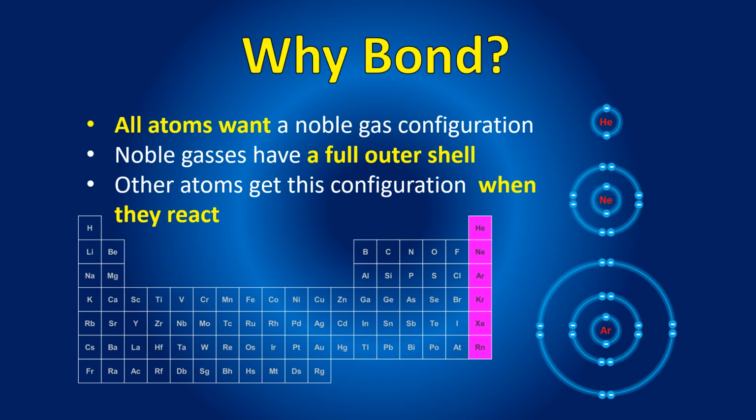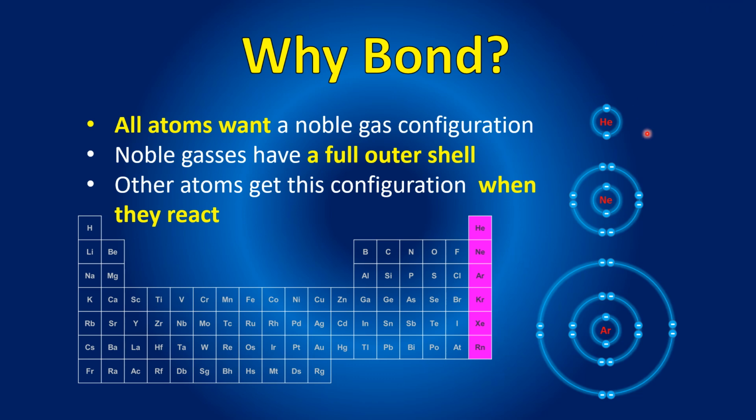So here we've got the noble gases in group 0 or group 8. So we've got helium, neon, argon, krypton, xenon and radon. And basically all the atoms that do react, they react to get a full outer shell just to be like one of these noble gases.